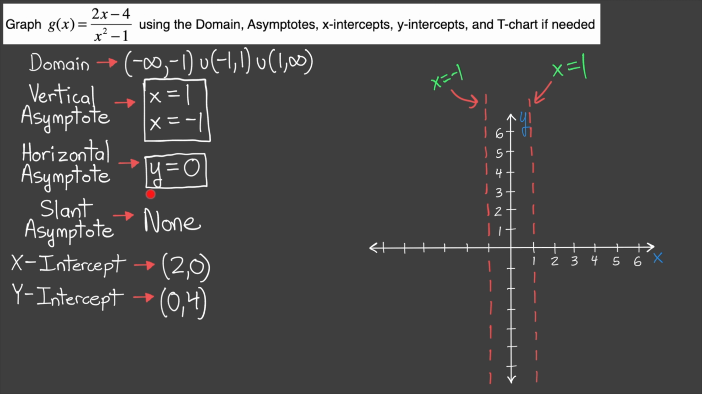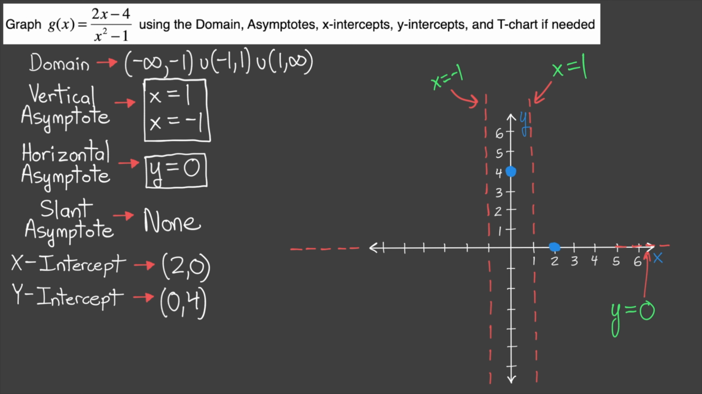Next, our horizontal asymptote is y equals 0. So go ahead and graph that. Then over here on the right, there it is. Okay, and we'll go ahead and label that one as well. So that horizontal asymptote is y equals 0. All right, next we are going to graph our x-intercept, which is 2, 0. So we go right 2, so it's right there. Put our dot there, and then our y-intercept is 0, 4. So we go right 0 and up 4, which is right here.